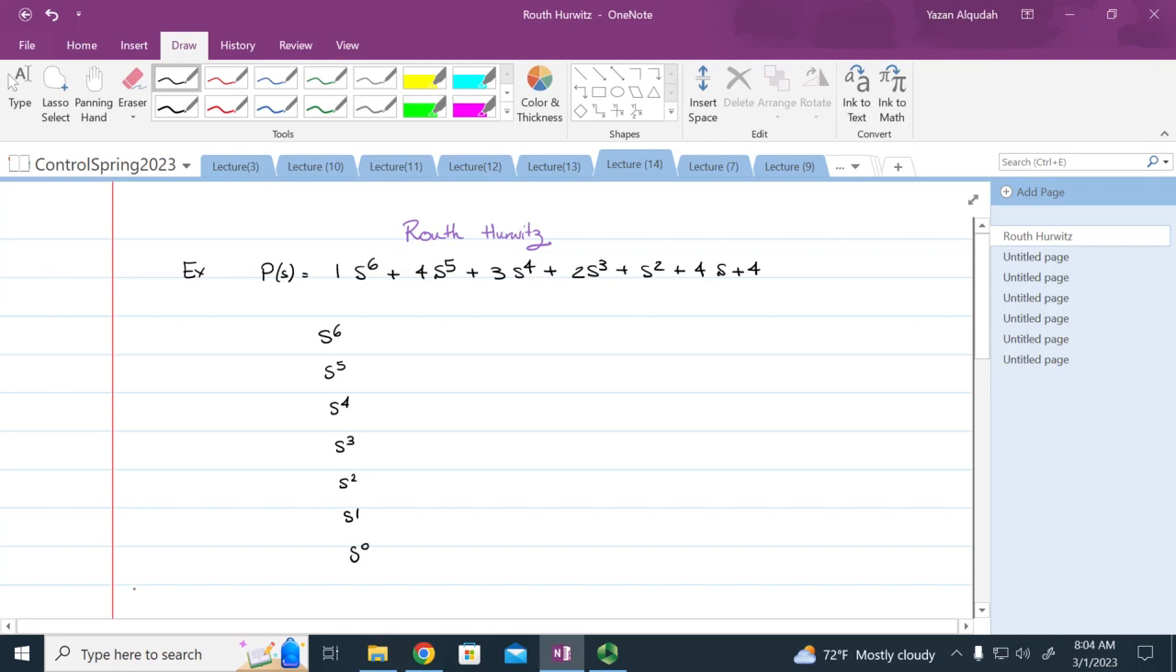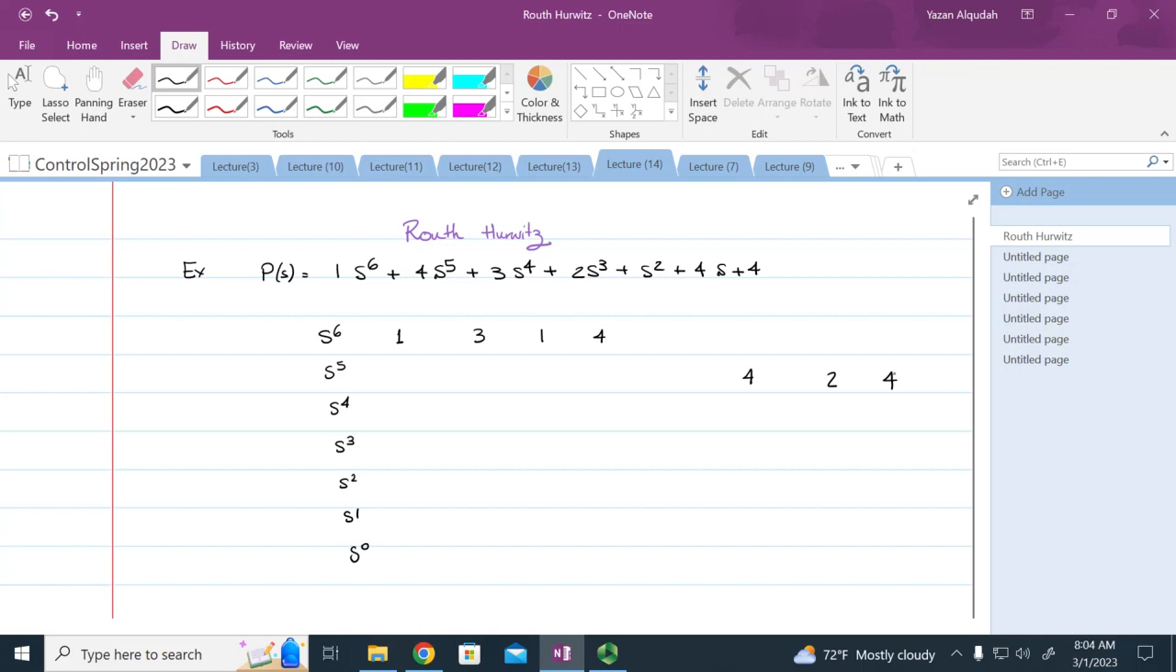And what goes in the first row? 1, 3, 1, and 4. What goes in the second row? 4. What is the second entry? 2. And the last one is 4. Together? I see the look on everybody's face. So the second row is 4, 2, 4.